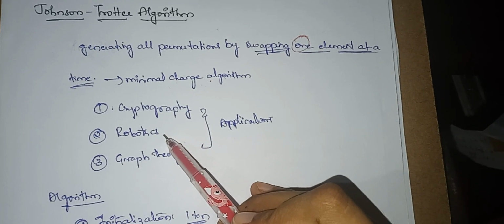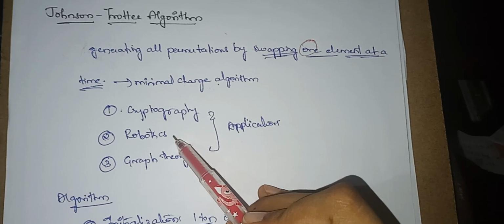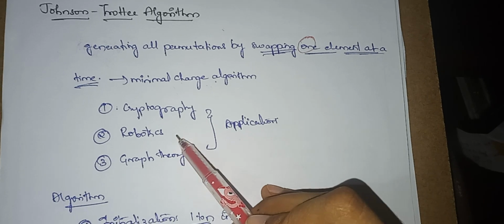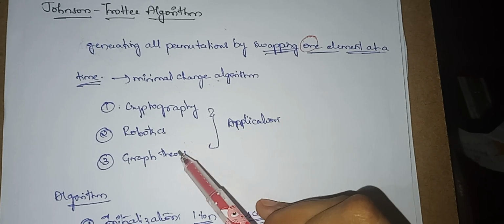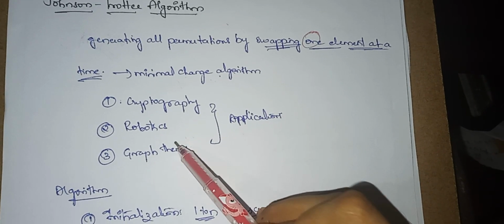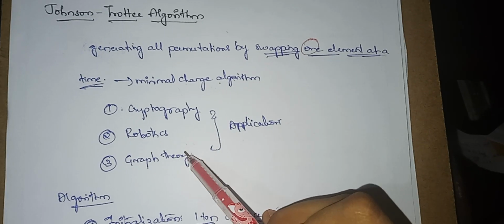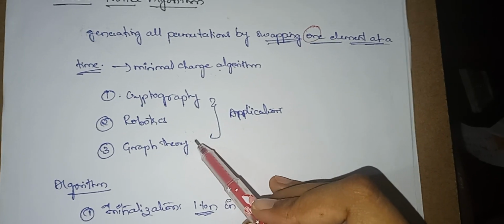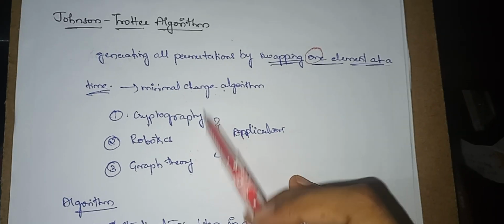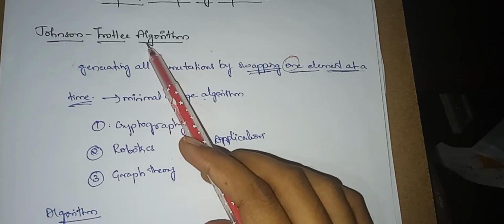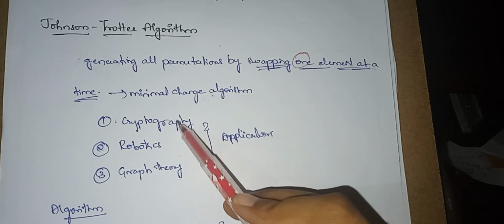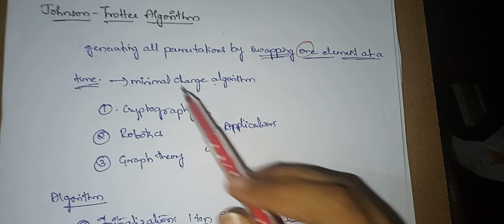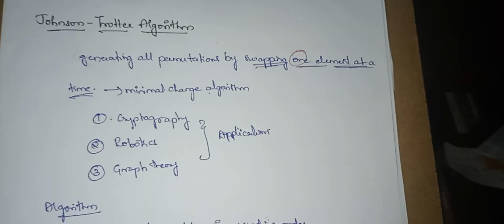And next, moving on to robotics, it is used for assembly and navigation of robots, that is, planning the movements of the robots, how to move and all. And next, moving on to graph theory, it is used for routing and scheduling. Routing and scheduling is, for example, identifying Hamiltonian paths, Hamiltonian cycles, etc. There are many more applications where this algorithm is applied, but a few important ones are cryptography, robotics, and graph theory. So these are the applications of the Johnson-Trotter algorithm.